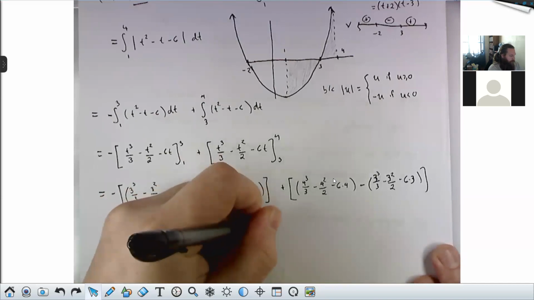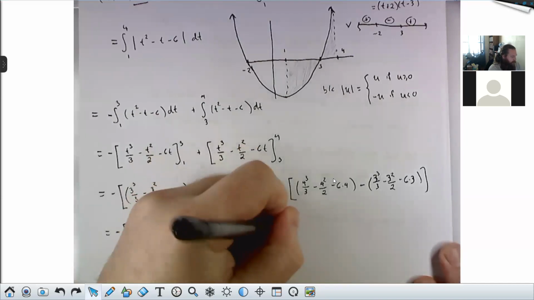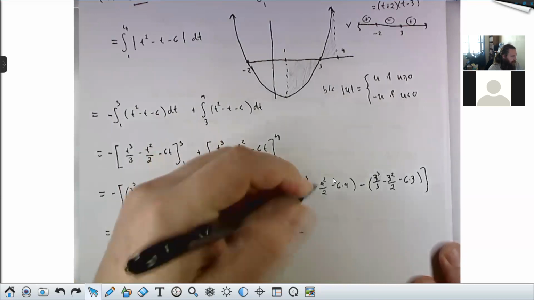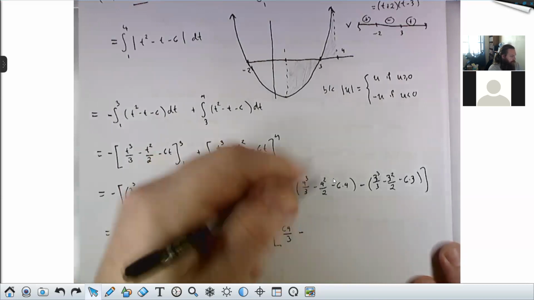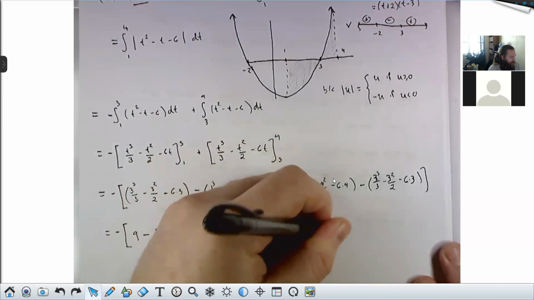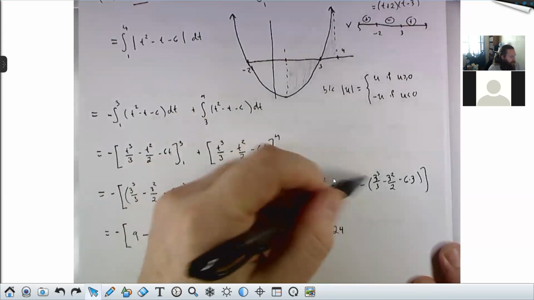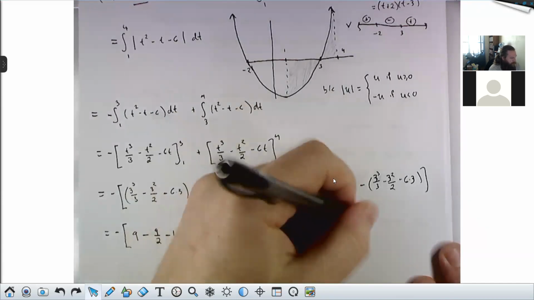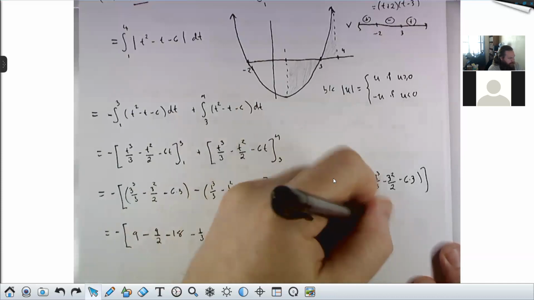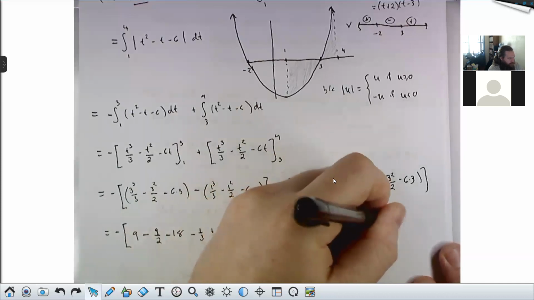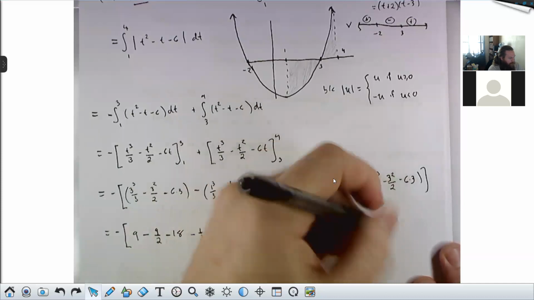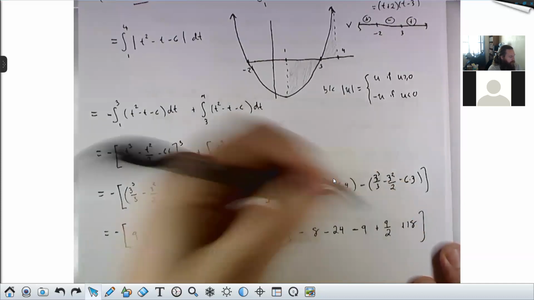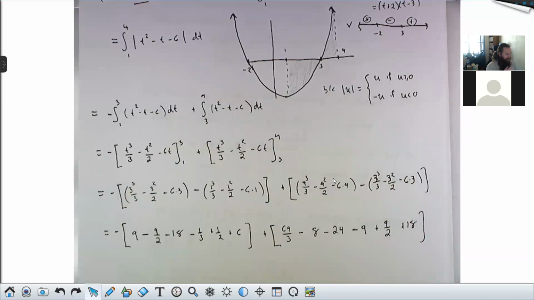All right. And then over here, 4 cubed is 64, so this is 64 thirds, minus 4 squared is 16. 16 over 2 is 8. 6 times 4 is 24. And then I'll distribute here. Again, 3 cubed over 3 is 3 squared, so this is minus 9. And then minus minus here will make plus 9 halves, and then plus 18. And then each of these pieces we can crunch out.